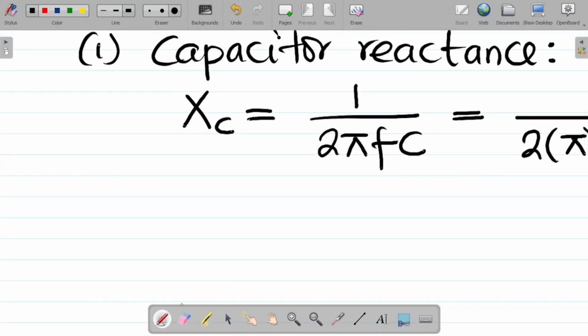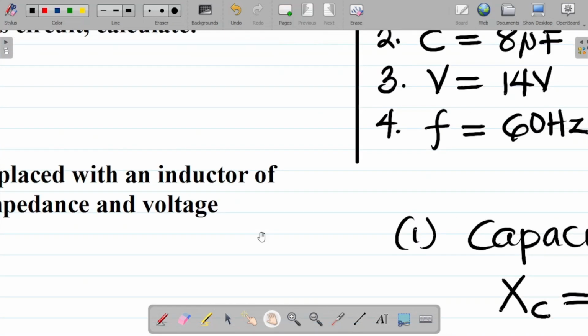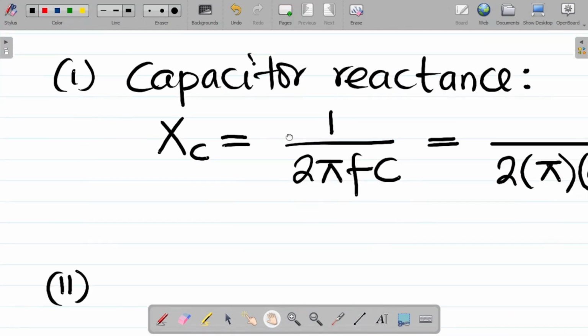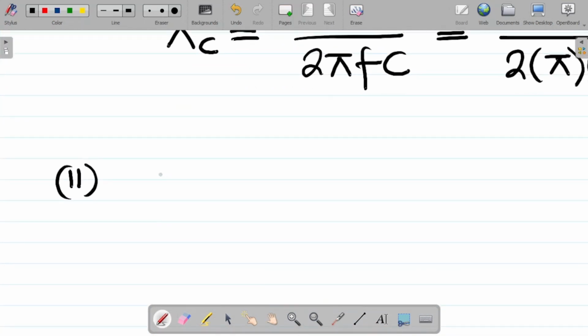The second thing there, II, we also have to find. Let's see. II says we should find the circuit current. Let's find the circuit current.